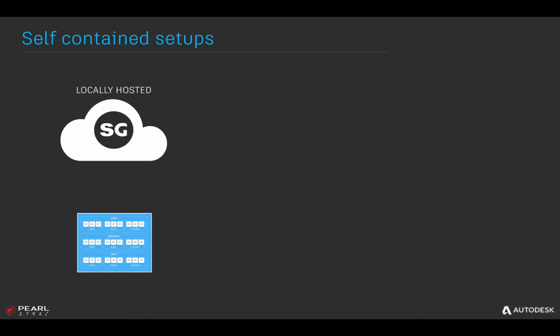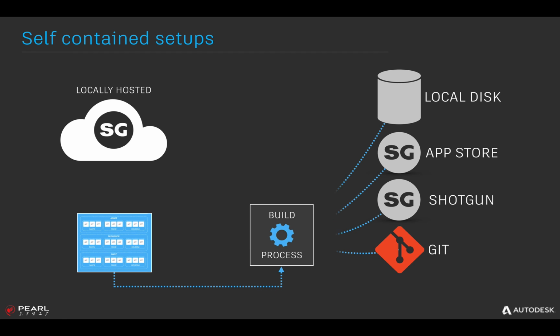In this situation, it's possible to distribute a self-contained configuration with no external dependencies. Instead, all apps are downloaded into a folder in the configuration. This is the pattern that Pearl Studio ended up with for their pipeline setup. In this case, you begin with a configuration. But instead of uploading it directly to Shotgun, you can write a simple build script, which calls the Toolkit API to identify all the dependencies.